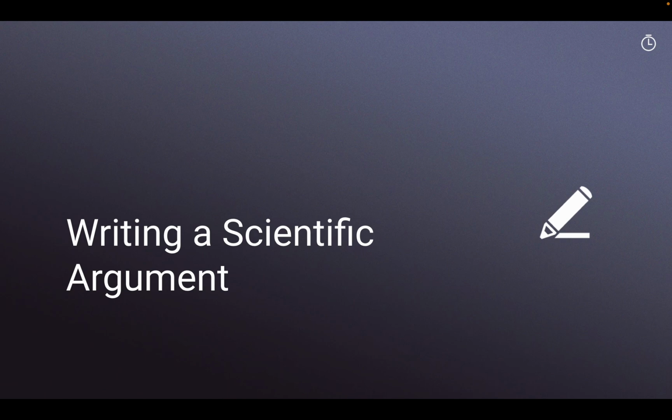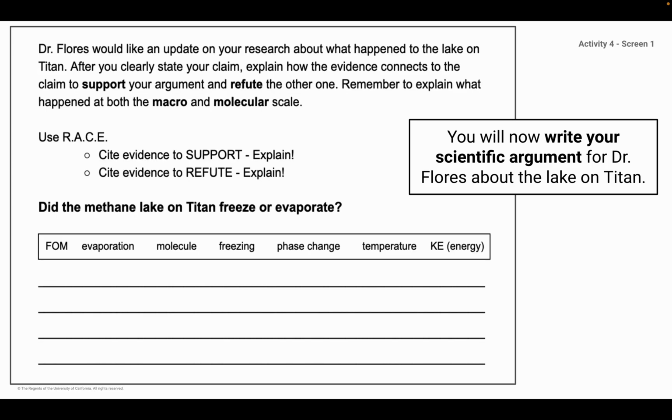Okay, so now I just need you guys to write a scientific argument. In your folder, in today's folder, I have this worksheet. Dr. Flores would like an update on your research about what happened to the lake on Titan. After you clearly state your claim, in other words, you cannot say it was both, explain how the evidence connects to the claim to support your argument and refute the other one. So I just need one piece of evidence to support it and one piece of evidence to refute. If you want to use more than one piece, that's totally fine.